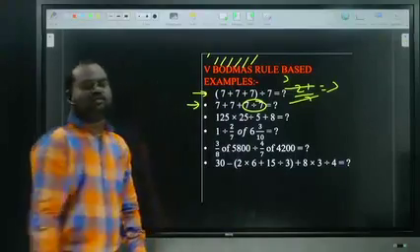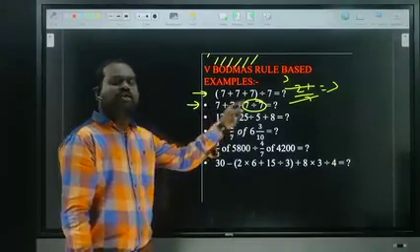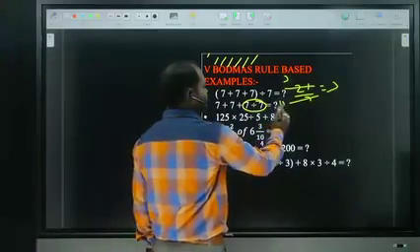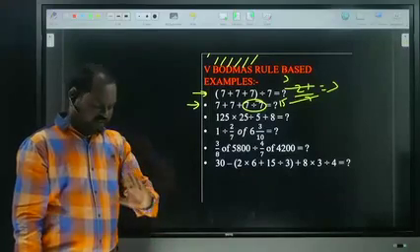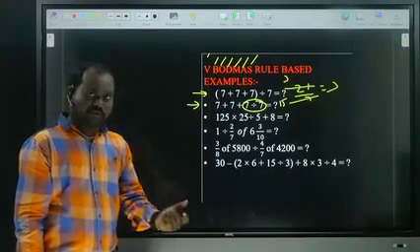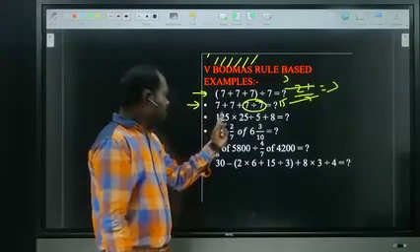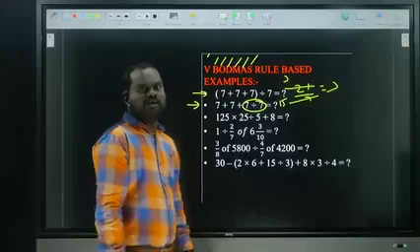Now tell me, 7 by 7 is how much? 1. So 7 plus 7 is 14. 14 plus 1 is 15. So what is the answer? 15. Right? As per the BODMAS rule, first division. After completion of division only, then we should move to the addition. Right? Next, 125 into 25 divided by 5 plus 8.